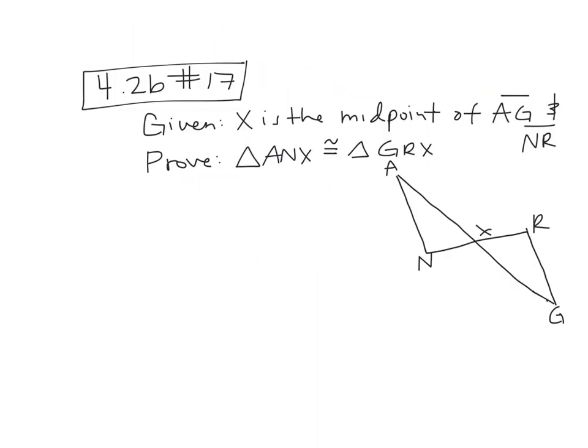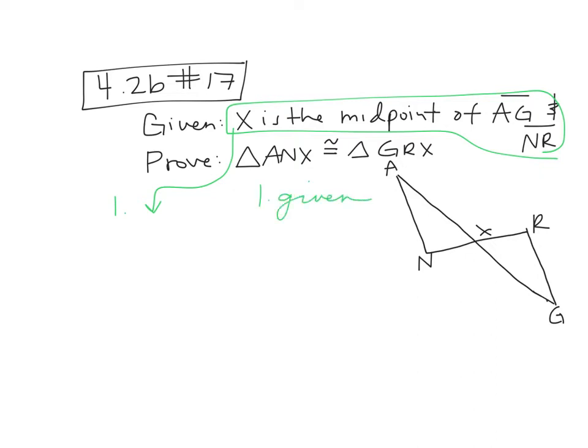Okay, so going over some of the homework. 4.2b, number 17, they give you this proof. They tell you X is the midpoint of AG and NR, and you have to prove the triangles are congruent. So your first step is always going to be your given information. So you'd put that here, call it given. Your second step on this one, look at what they tell you in the given. They tell you X is a midpoint of both of those segments. So technically, if X here is a midpoint, then AX is congruent to XG.